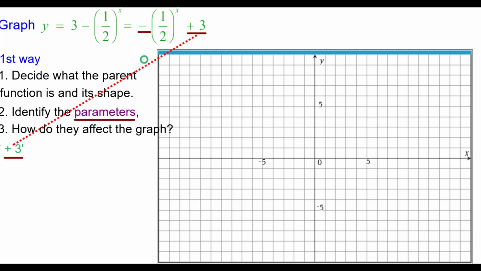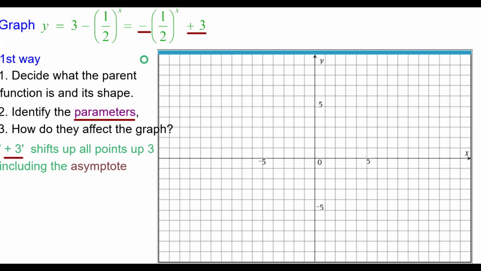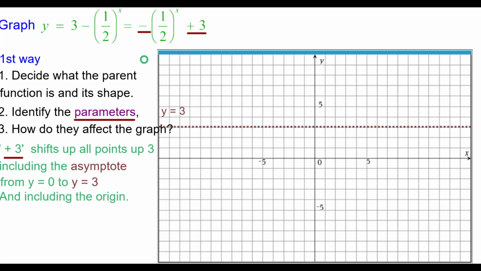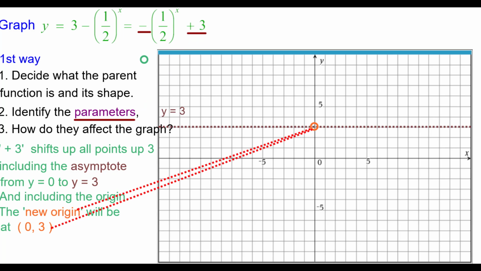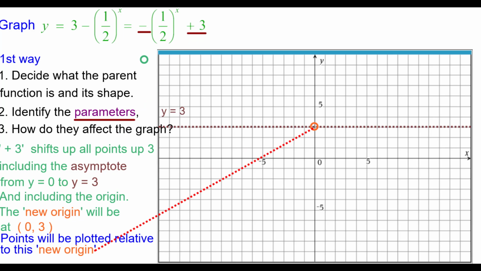Well, the plus 3 shifts up all points 3 units, including the asymptote, which was normally at y equals 0, but now is shifted up to y equals 3. And it also affects the so-called new origin. The new origin will be at 0, because none of this affects the x-coordinate, comma 3, because everything's shifted up 3. So we'll go ahead and plot 0, 3, and all points will be plotted relative to this new origin.